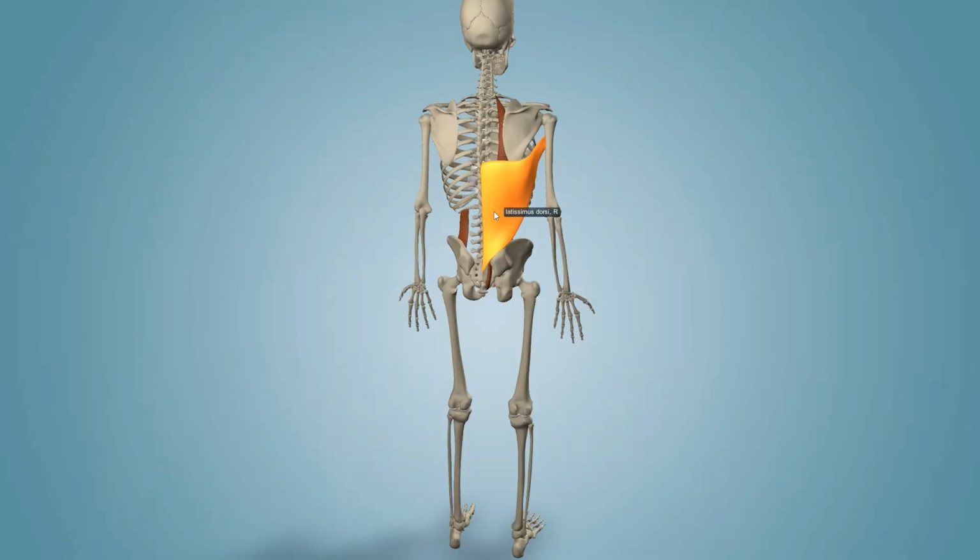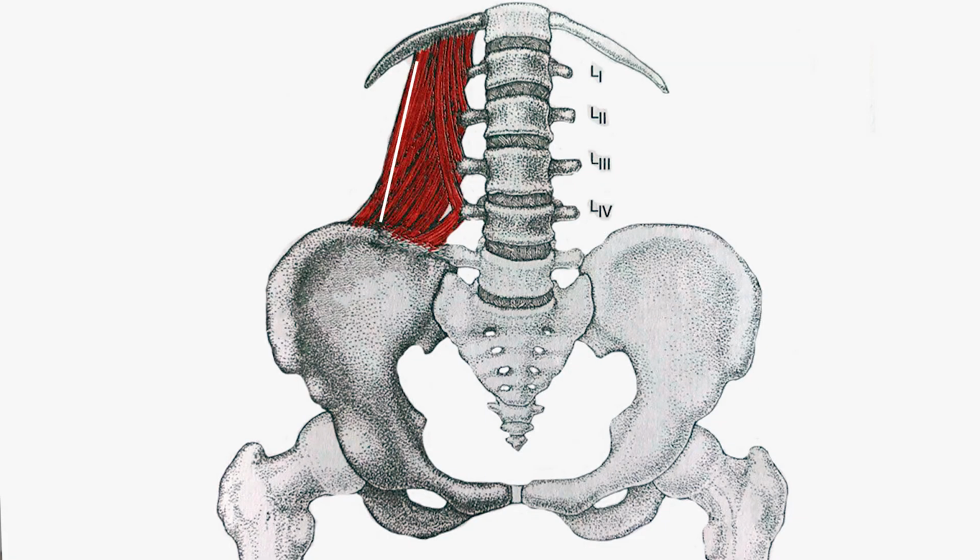The Quadratus Lumborum muscle is a deep muscle of the lower back. Above it are the latissimus dorsi, the serratus posterior inferior, and the iliocostalis muscles. The Quadratus Lumborum muscle is a complex muscle in its structure, which consists of three groups of fibers. The first group of vertical fibers forms the most powerful part of the muscle.